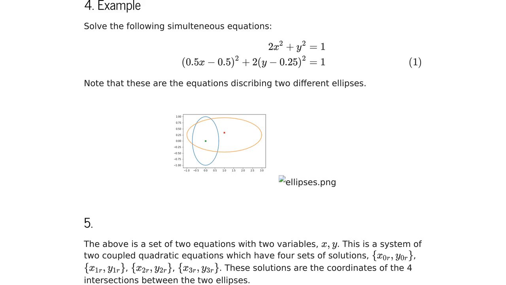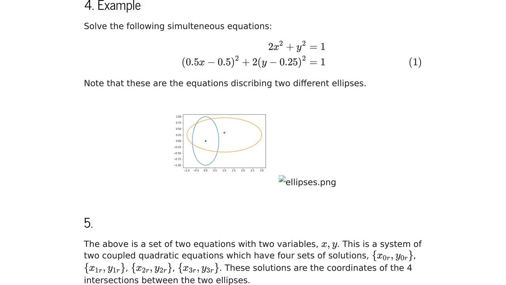These two equations actually describe two different ellipses on an xy plane. As you can imagine, two ellipses can intersect at multiple points. In this particular case, because these are quadratic equations, there can be up to 4 distinct intersection points, meaning 4 pairs of x and y values that satisfy both equations simultaneously. The task for our numerical solver will be to find the coordinates of these intersections.